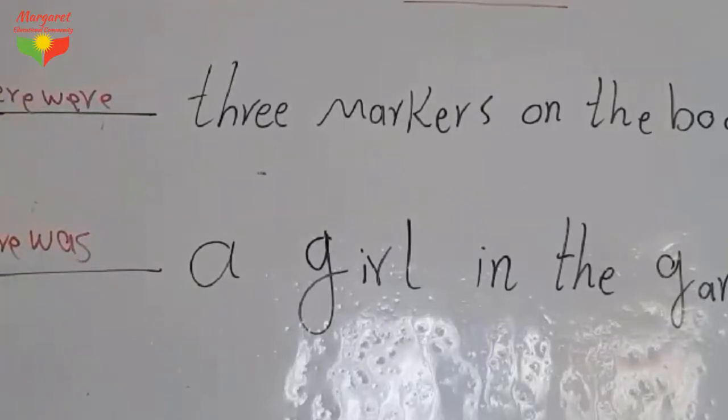There were 3 markers on the board. Okay, that's it for today. We just talked about the affirmative form. We didn't study the question or negative form. It was only the affirmative form. In the next videos, we are going to study these forms as well.